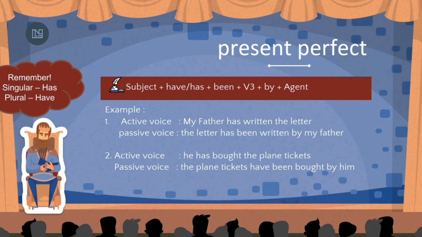An active voice that sounds, my father has written the letter. You can change it into a passive voice. The letter as a subject, has because the letter is a singular subject, and been is a pattern, written is a verb 3, plus by plus agent, that in the sentence, my father. Let's say the formula once again. Subject plus have or has plus been plus verb 3 plus by plus agent.